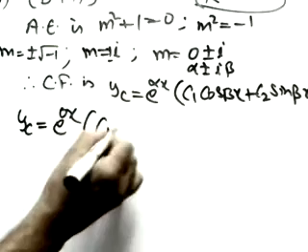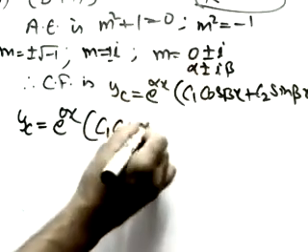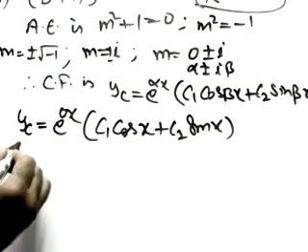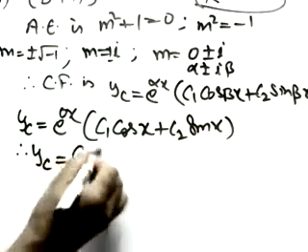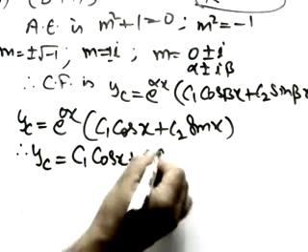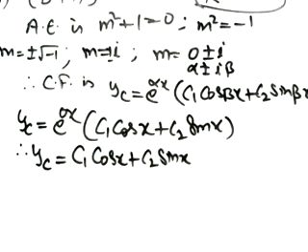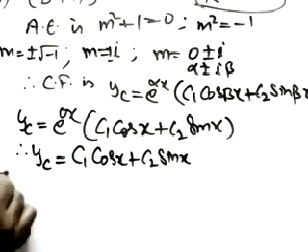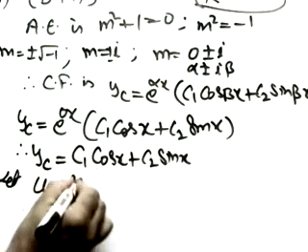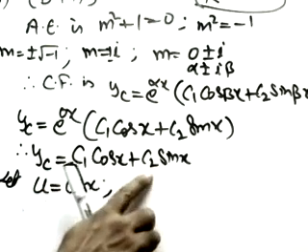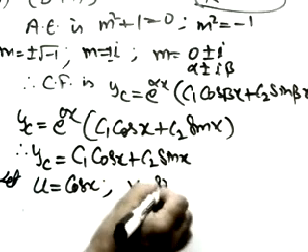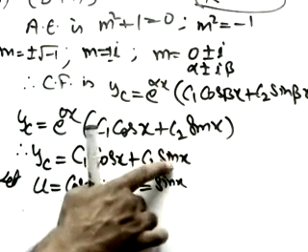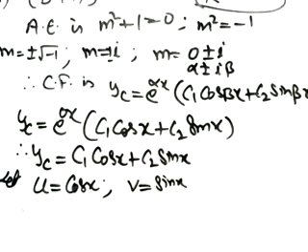yc equals e power 0 x into c1 cos (beta is 1 here, so 1 into x will be x) plus c2 sin x. Any number power 0 is 1, therefore leave this. yc equals c1 cos x plus c2 sin x. So this is the first step we completed. In the next step, whatever function is with c1, suppose this as u equals cos x, and whatever function is with c2, suppose this as v equals sin x.